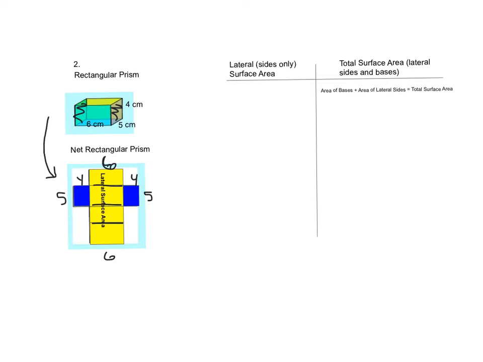Okay. And we've got one side that's a 6 by 5. We've got 2 of those. So we have 2 6 by 5s.